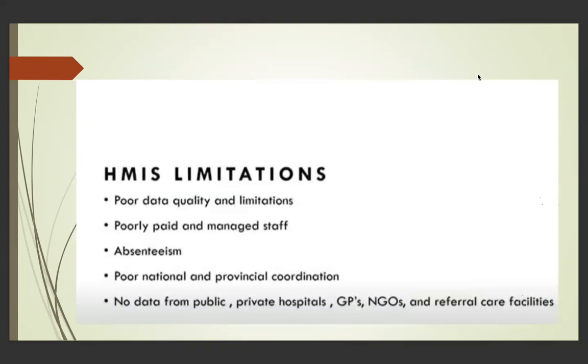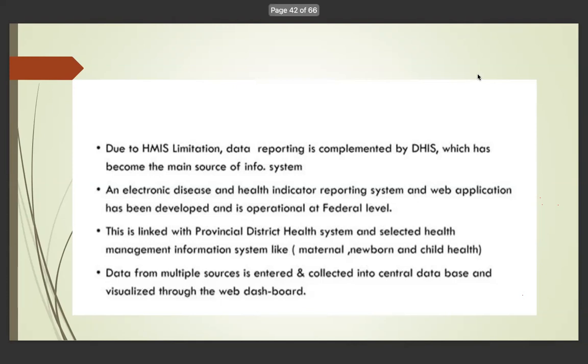HMIS limitations would be the poor data quality and limitations. Due to these limitations, data reporting is complemented by DHIS, which has become the main source of information system. An electronic disease and health indicator reporting system and web application has been developed and is operational at the federal level. This is linked with the provincial district health system and selected health management information systems like maternal, newborn, and child health. Data from multiple sources is entered and collected into a central database and visualized through the web dashboard.